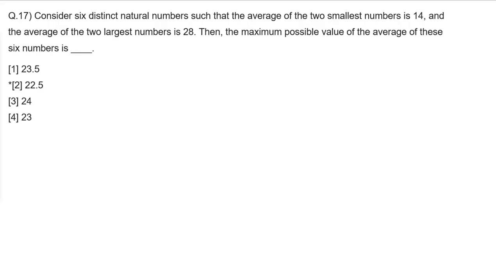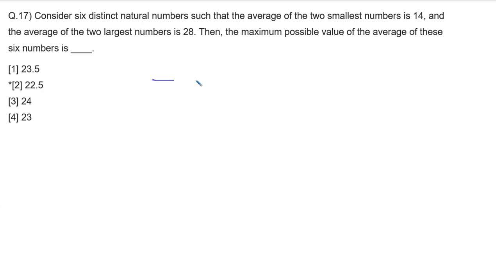In this question number 17, consider 6 distinct natural numbers such that the average of the two smallest numbers is 14 and the average of the two largest numbers is 28. Find the maximum possible average of these 6 numbers.